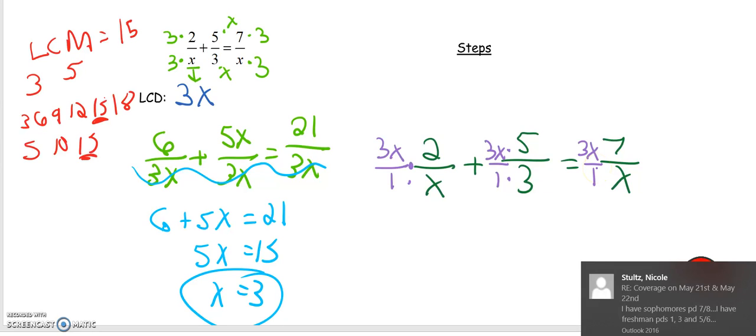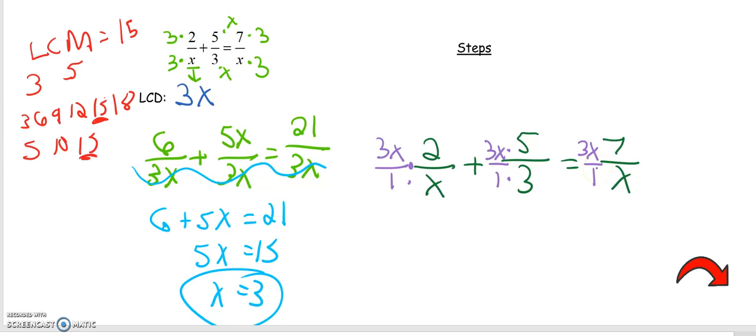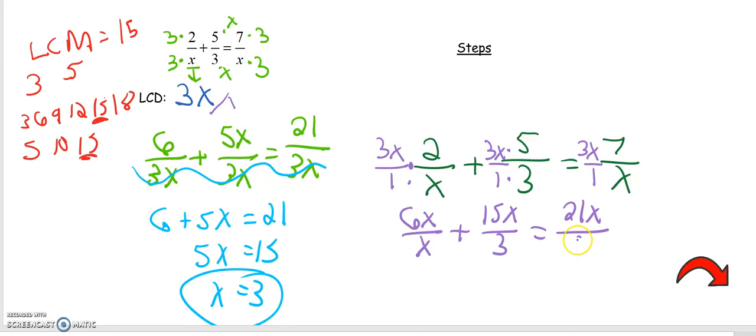Now this one you're not doing top and bottom. This one you're simply just saying I am multiplying each of these by 3x. Now 3x, this LCD is technically over 1. That's why I'm saying over 1. And with multiplication of fractions, going back to yesterday, we just multiply straight across. So this is going to give me a 6x over x. This is going to give me a 15x over 3. And this is going to give me a 21x over x.